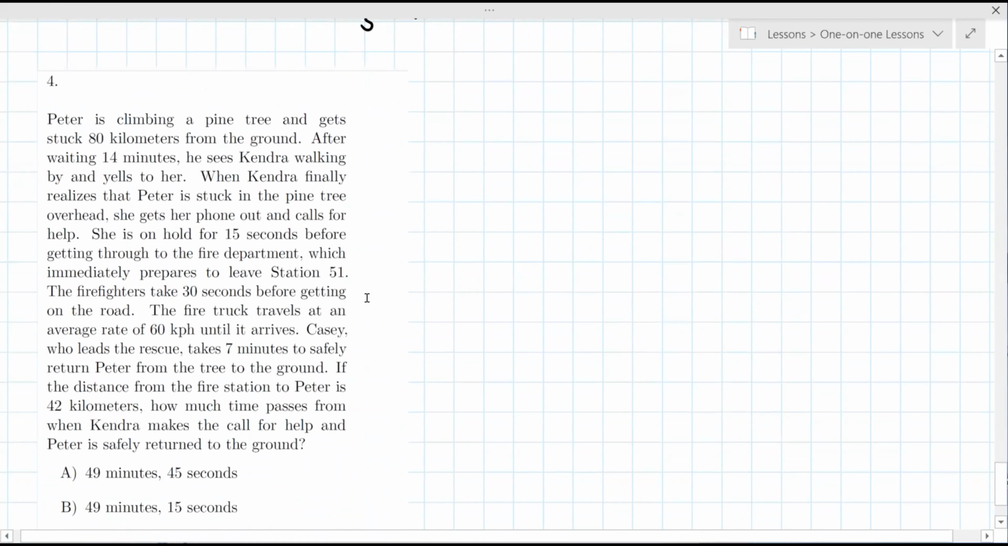It's not a hard question because, I'm telling you this in advance, it's a distance equals rate times time question. Okay. But it's got a lot to take in, and that's what this test is. One of the things to emphasize, you're like, wow, it's a lot of time to figure this out. So let's start by looking at the question first. If the distance from the fire station to Peter is 42 kilometers, how much time passes from when Kendra makes the call for help and Peter safely returned to the ground?